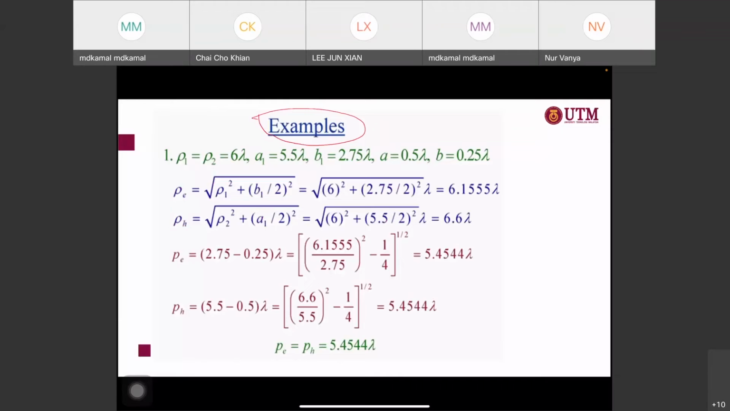So if you look at this example here, you are given row 1, row 2, A1, B1. In terms of A1, you want to make sure that this particular value is the same, at any frequency here. From here, you can find A1 is 5.5 lambda, B1 is 2.75 lambda, A is 0.5 lambda, and B is 0.25 lambda. First of all, you try to calculate the rho E here.